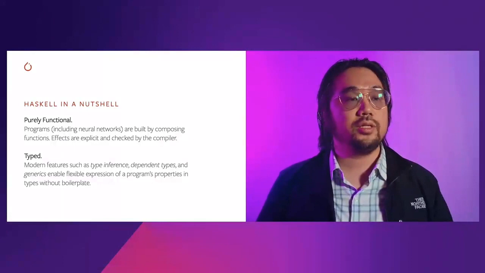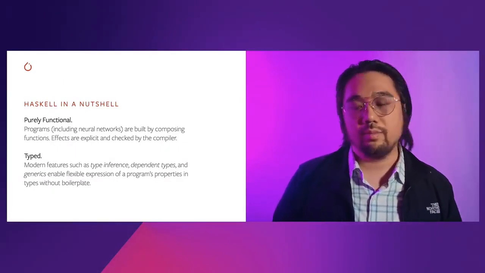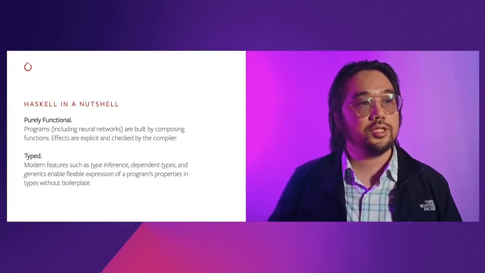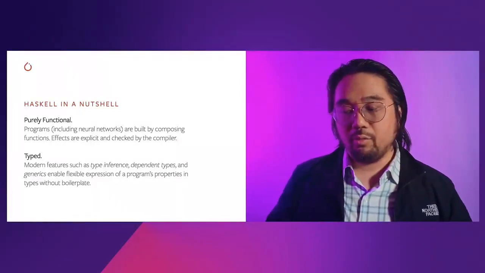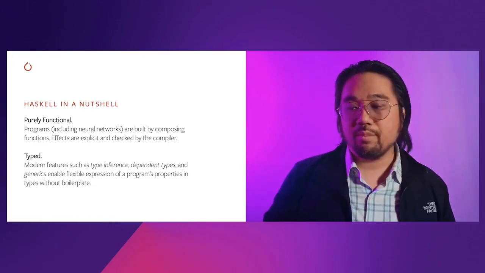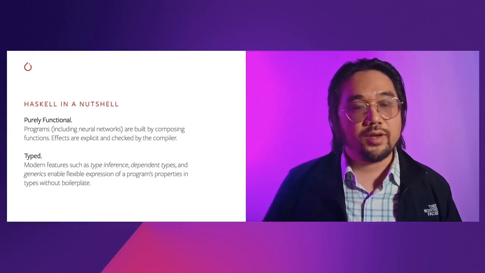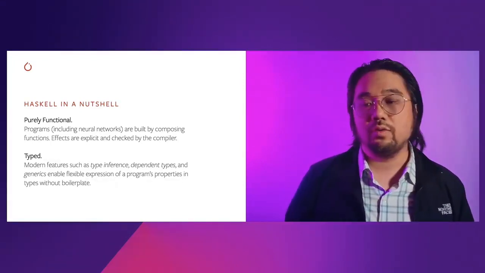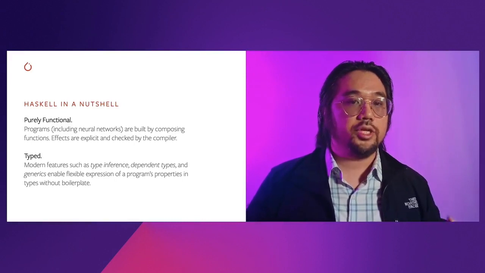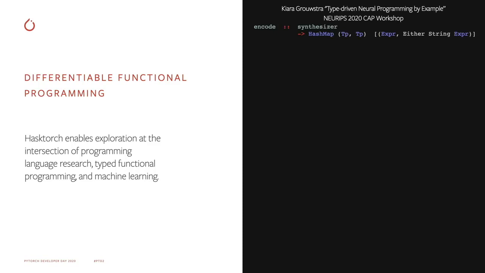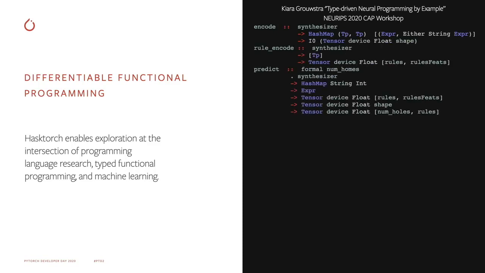Haskell is able to do this by bringing in ideas and features from programming language research, such as type inference, dependent types, and generics, which automate away boilerplate and also leave your program flexible in ways that matter. In fact, one of the things Haskell is most known for is the ease with which you can refactor large, complex code bases. So by bringing Torch to Haskell, we now have a playground to explore this intersection of machine learning, typed functional programming, and programming language research.